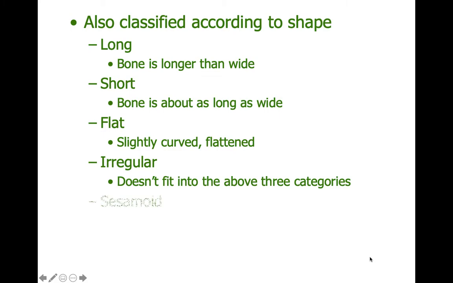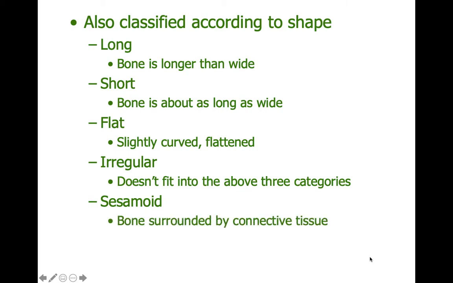Now, a fifth category, again, I add because it's a little bit weird. These are the sesamoid bones. We talked about these in lecture. We talked about these in lab. If you remember your bone list, patella is under the sesamoid category. A sesamoid bone is a bone that's surrounded by connective tissue.